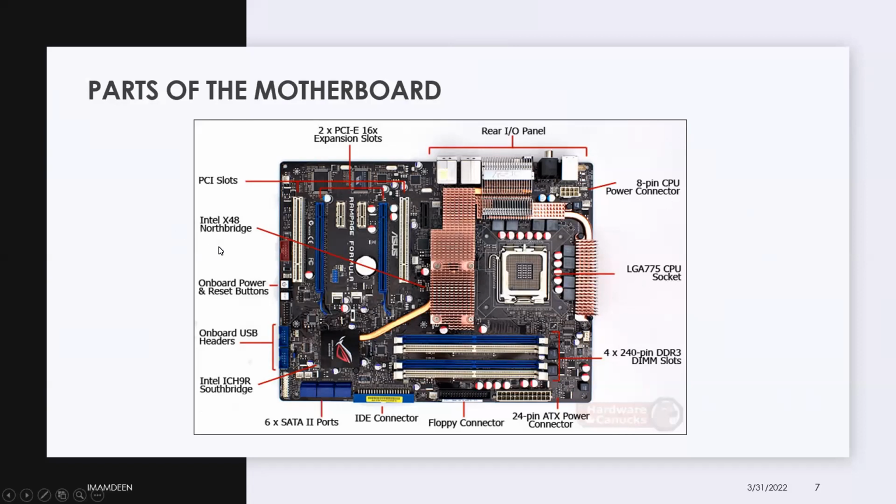So an 8 pin plug, north bridge, south bridge. You can see this is a complete system, a complete motherboard. You can see this one, right? Okay, so the parts of the motherboard.